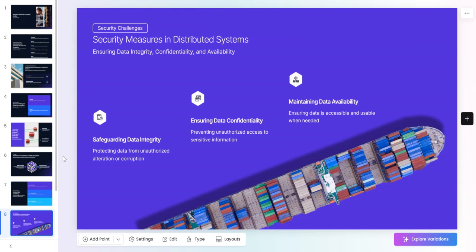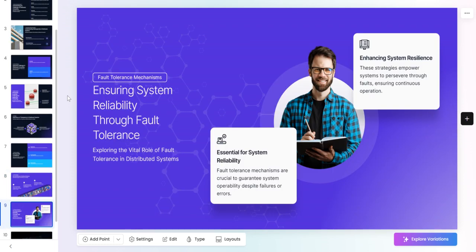Security challenges. Security, as we know, is necessary in every aspect of computing or distributed computing. We can define security as safeguarding data integrity and ensuring data confidentiality and availability, basically the CIA triad. We can control the system and secure it by feedback and control mechanisms, and reliability through fault tolerance, we can do this.